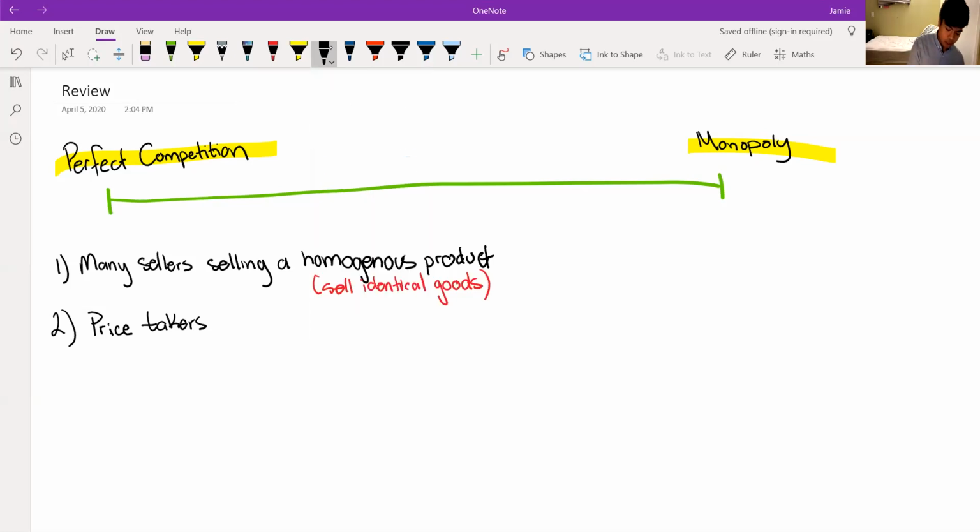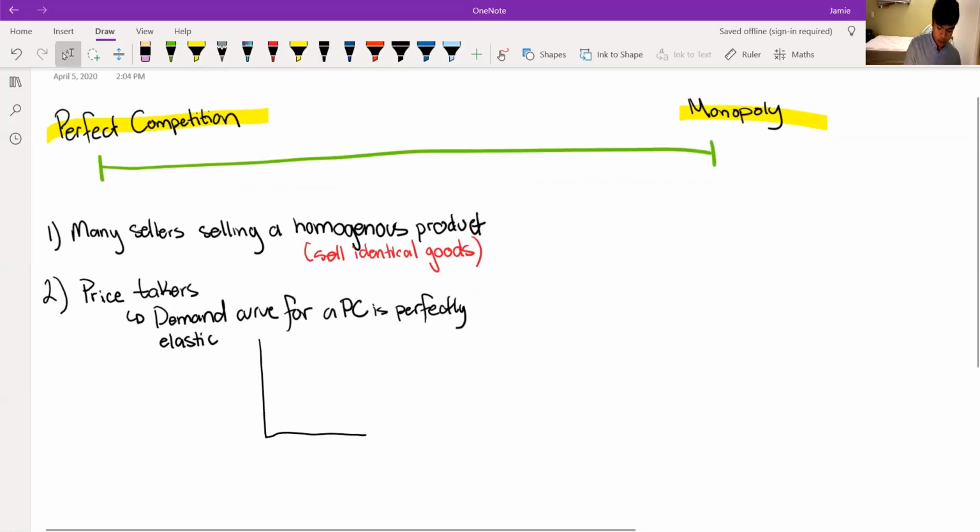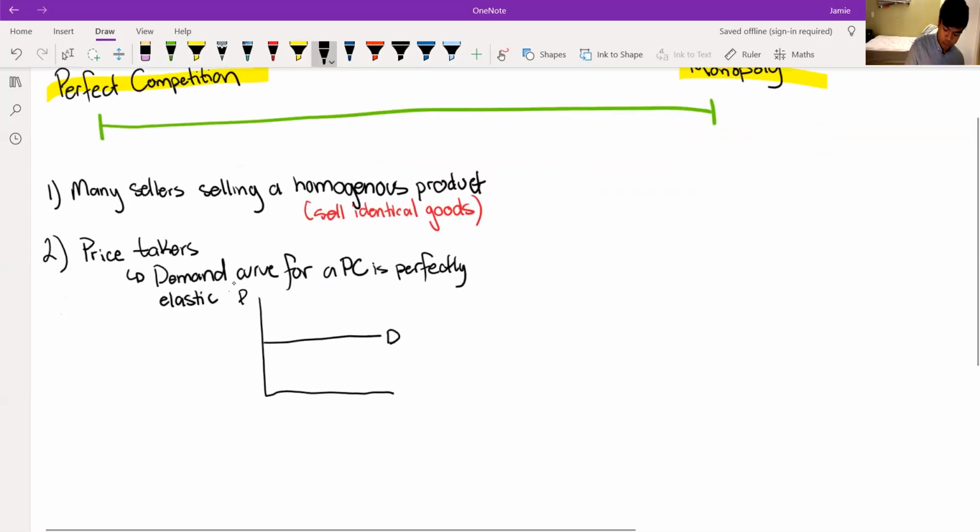With that said, since they are price takers, the demand curve for a perfectly competitive firm, so PC, is perfectly elastic. Perfectly elastic, meaning their demand is horizontal. And just to briefly recap, on the y-axis we have price, on the x-axis we have quantity.